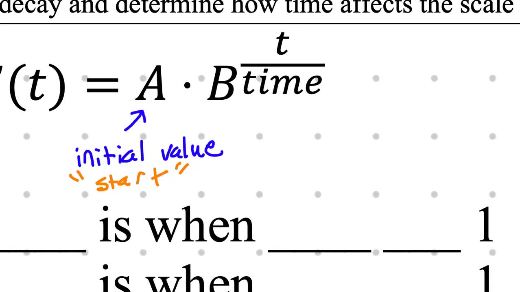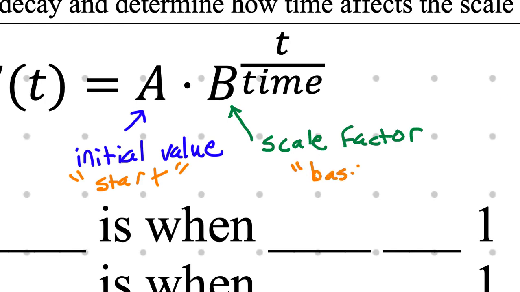All right, this B right here, and this is B to the power of T divided by time. It's a little bit harder to see in this form, but this B is your base value. So I can call it the base, but really it's known as the scale factor. Sometimes I'll refer to it as the base, because that's what it is in terms of an exponent. You have the base and then you have the power. And then you always have some exponent where the variable is in the exponent.